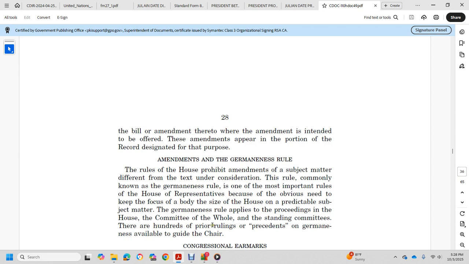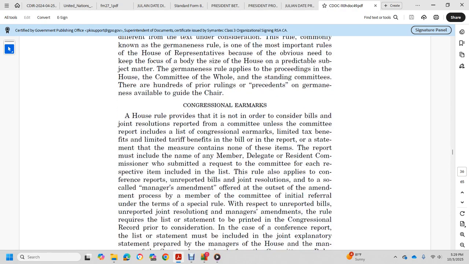There are 100 prior rulings with precedent on the germaneness rule. Germane is an available guide to the chair.